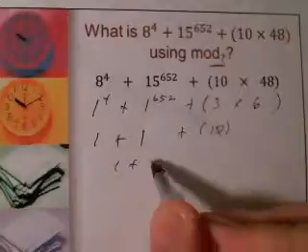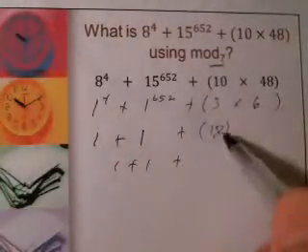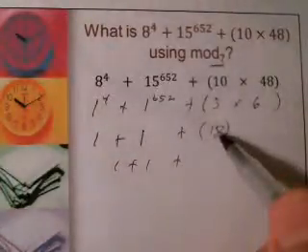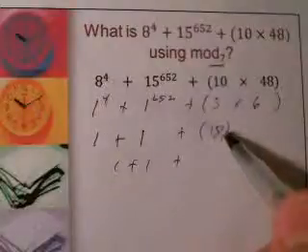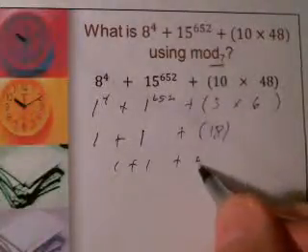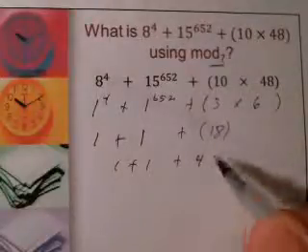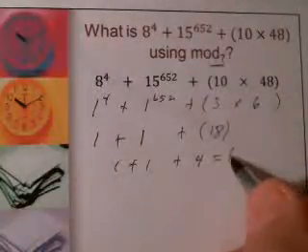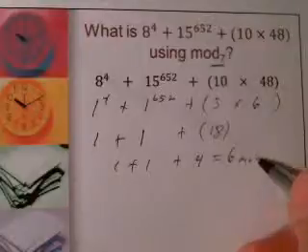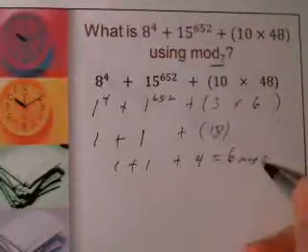So then we still have the 1 plus 1 plus, can we do mod 7? Oh, yes, of course we can. 7 times 2 is 14 plus 4. The remainder is 4. So we get that. 1 plus 1 plus 4. The remainder is 6 when we're doing mod 7.